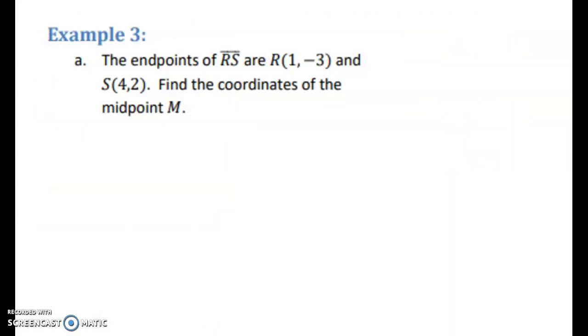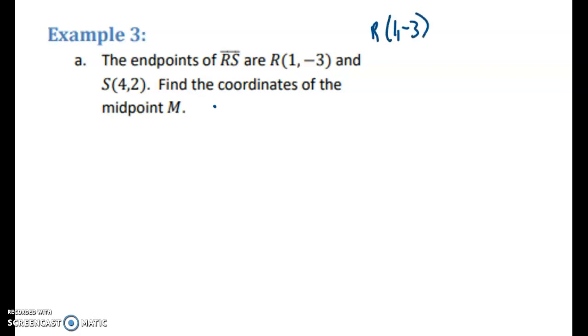Okay, so we're looking at our notes now. On the section 1.3 notes, we're looking at example 3, and we're going to use our foldable to solve these problems. So let's look at example 3a. It says the endpoints of RS are R and S. So I'm just going to rewrite them over here. R is 1, -3. S is 4, 2.